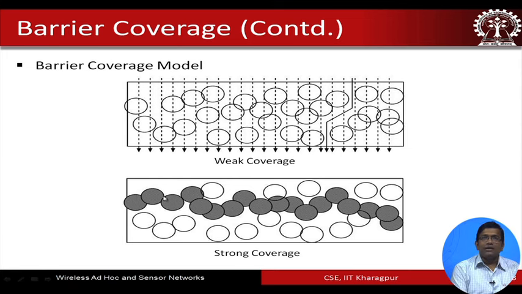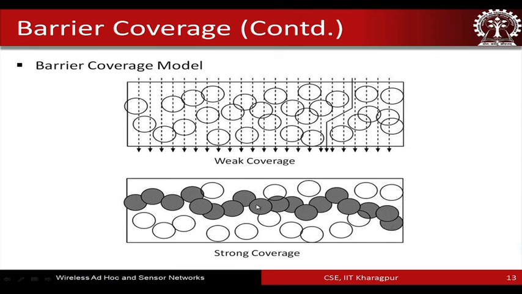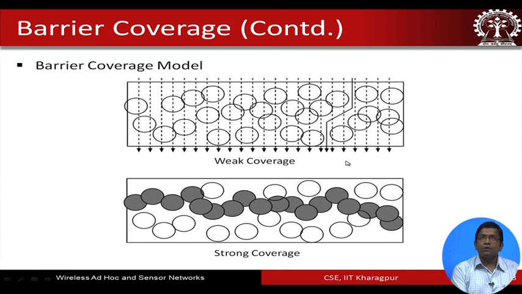Underneath we see another figure which shows a stronger form of coverage. So we see that these nodes are the activated nodes. Anybody trying to cross over here will get detected by at least one sensor node.